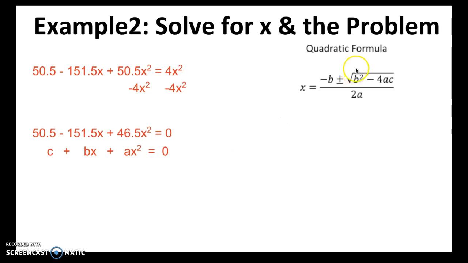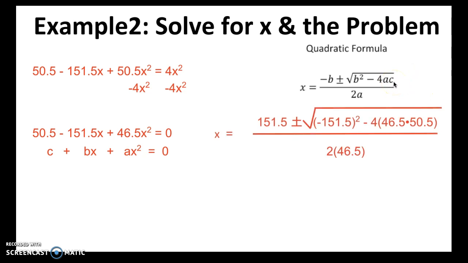Once I know those, I can go ahead and plug them into the quadratic formula. So in this case, for example, b is negative 151.5. I would plug it in here and there. And a is 46.5, I would plug that in here, and c is 50.5, and I plug that in here. And that's what I got. One thing to note is since my b is negative, you've got to keep the sign with it, negative 151.5. Negative b would then be positive 151.5.